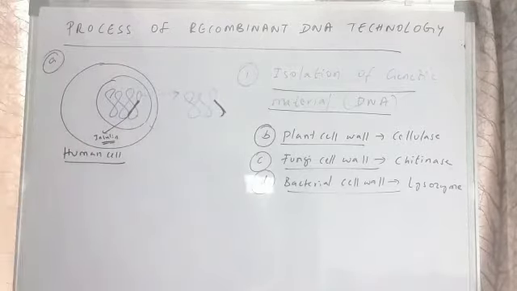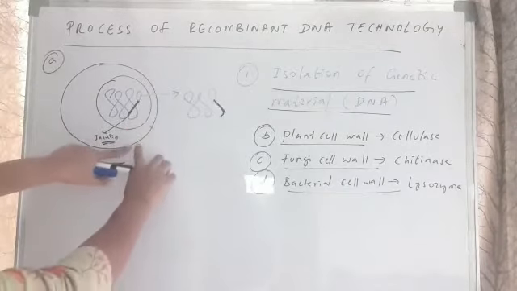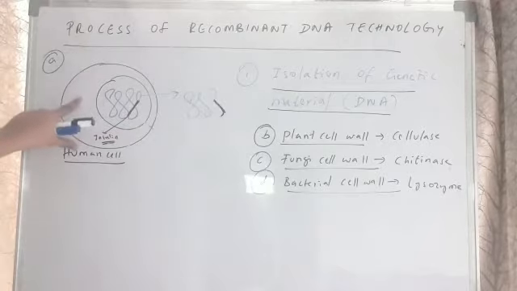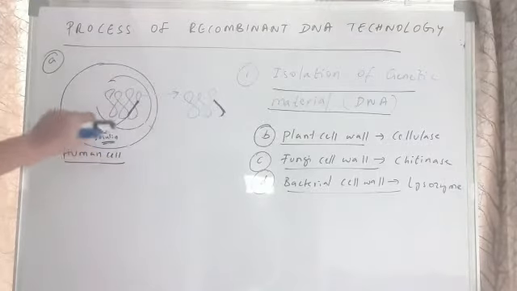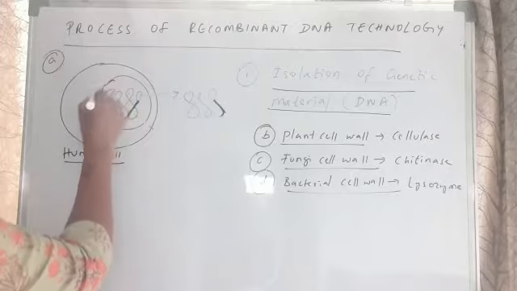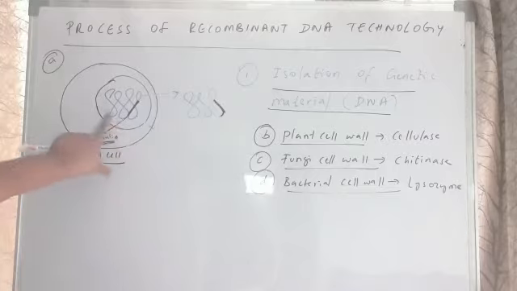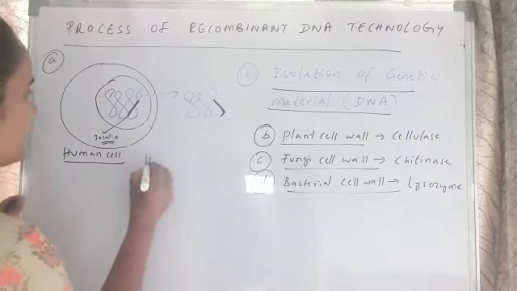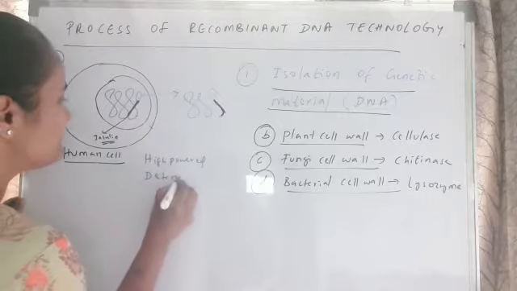So here, this human cell has the plasma membrane, and inside it also has various membranes, mitochondrial membranes and all. And here you can see the nuclear membrane. Now all these membranes have to get broken. Membranes are made up of proteins and lipids, so first we are supposed to break all these membranes. That is why we use high powered detergents.